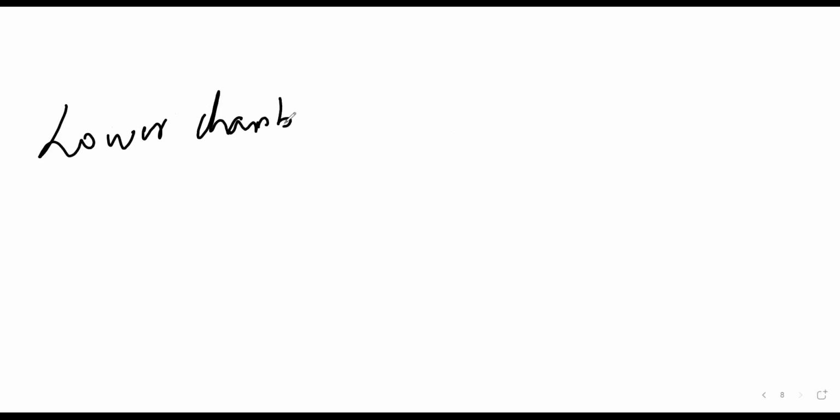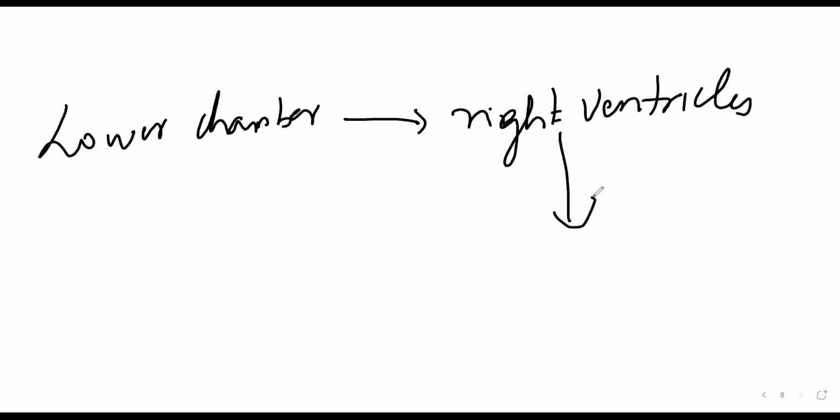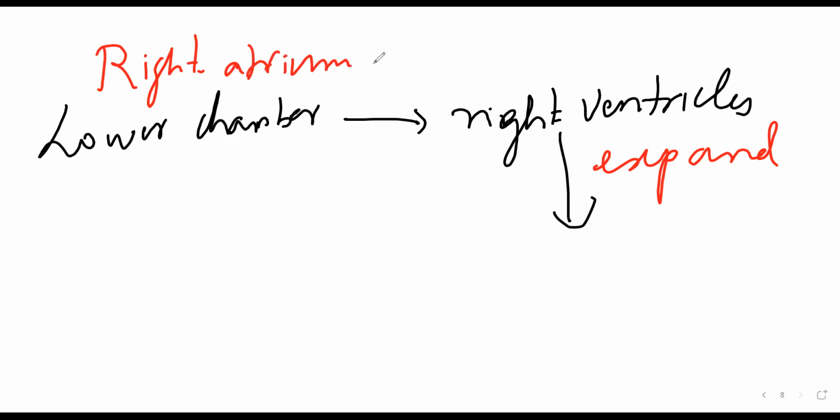Upper chamber is over. Now, the lower chamber. What is there? The right ventricle. And what will happen to it? The right ventricle will expand. It'll be happy. And what is the status of the right atrium now? I'll write it down here. The right atrium will be in contraction because it has given out the blood. Giving out blood is always contraction. When we receive the blood, it is all about expansion. You got the point? Now, this right ventricle transfers the blood.